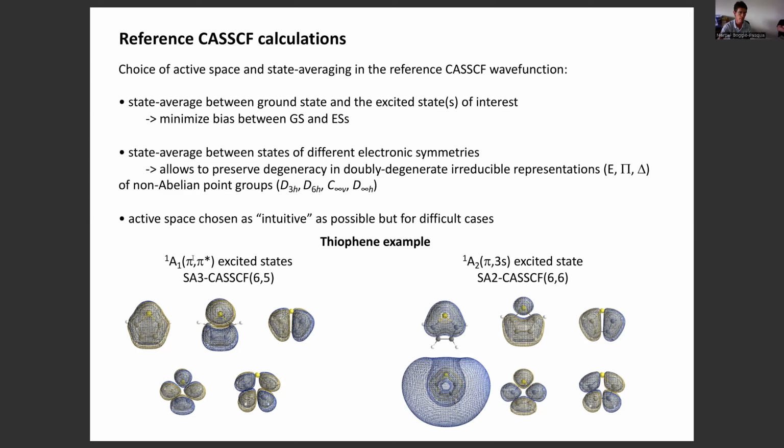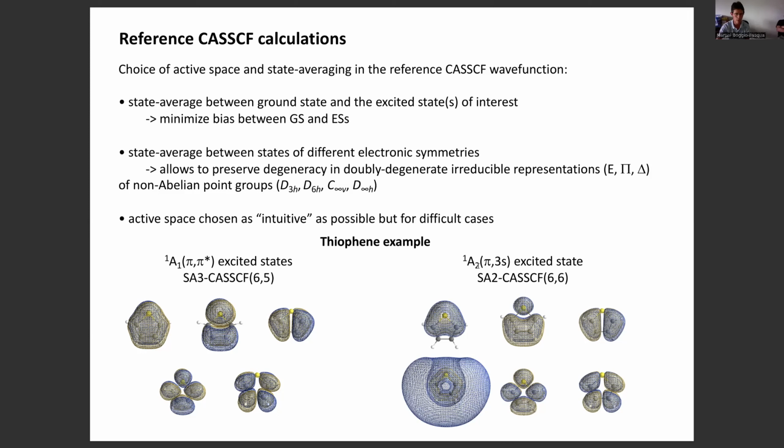If we calculate the pi star excited states in these thiophene molecules, for example, here the A1 pi stars, there are two excited states of that symmetry for which we had these theoretical best estimates. We did a state average over 3 states because we need to include the ground state, and we took all the valence pi orbitals. So it means we distribute the 6 pi electrons in the 5 pi orbitals.